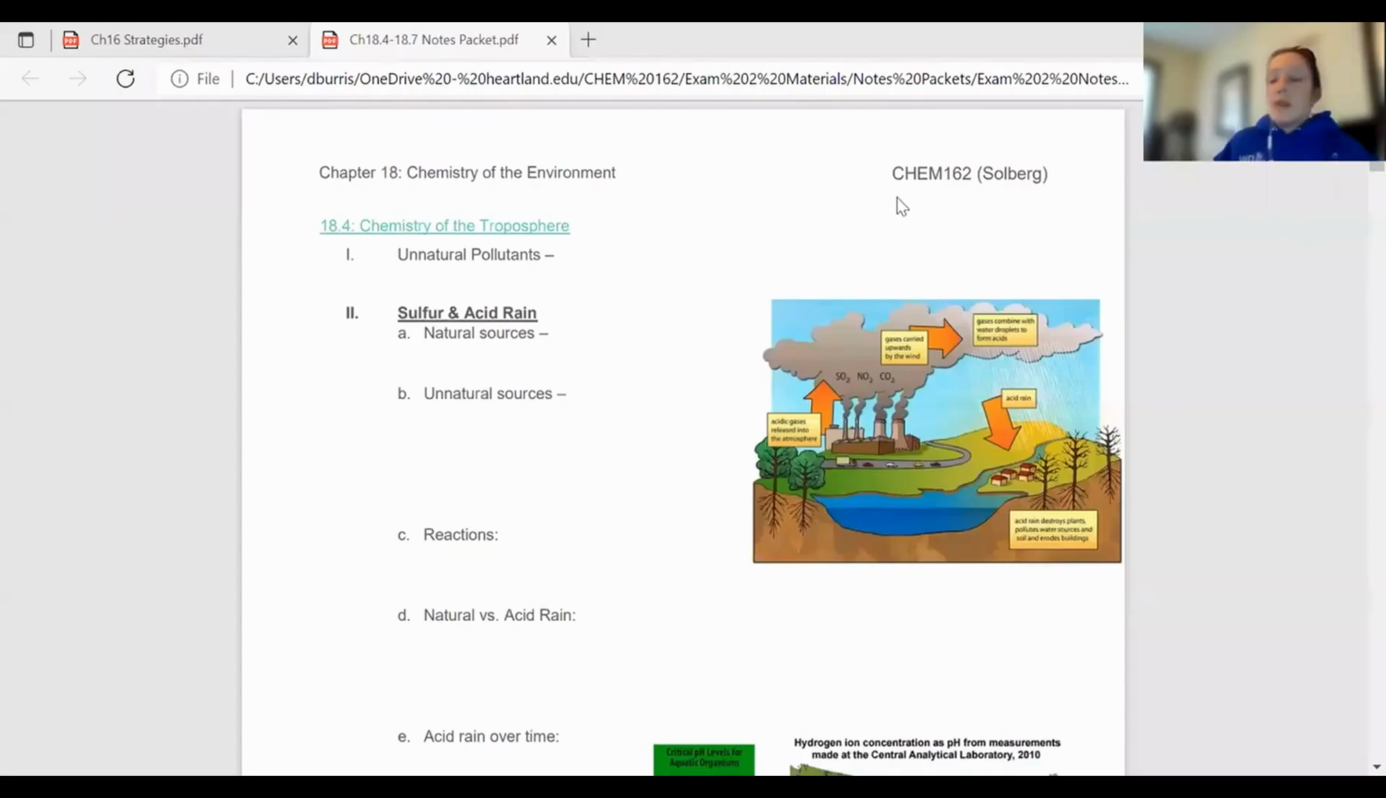So we are talking about chemistry of the troposphere today, and that's where we are. So this is obviously really important. We talked a little bit about the stratosphere on Tuesday. So we're going a little bit lower, closer to where we exist, and the things that affect us. So we're going to talk about pollution and greenhouse gases and stuff like that too.